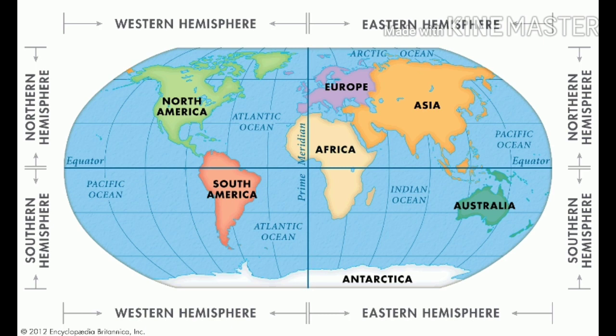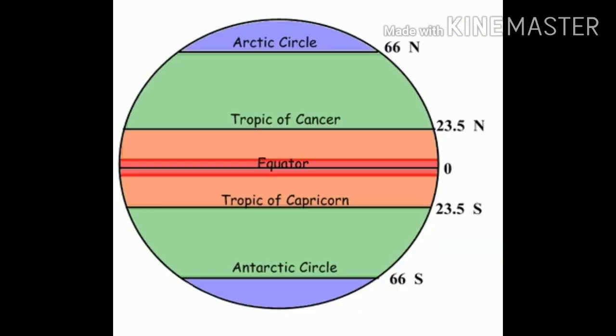Besides the equator, there are four major latitudes, that is Tropic of Cancer, Tropic of Capricorn, Arctic Circle and Antarctic Circle. And the latitudinal degree value of Tropic of Cancer is 23 half degree north and of Tropic of Capricorn is 23 half degree south and of Arctic Circle is 66 half degree north and of Antarctic Circle is 66 half degree south. But remember, here 66 north and 66 south is wrongly written.